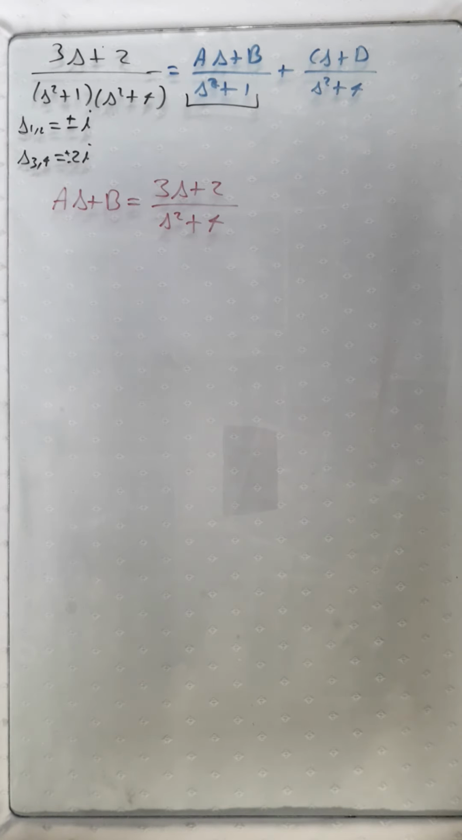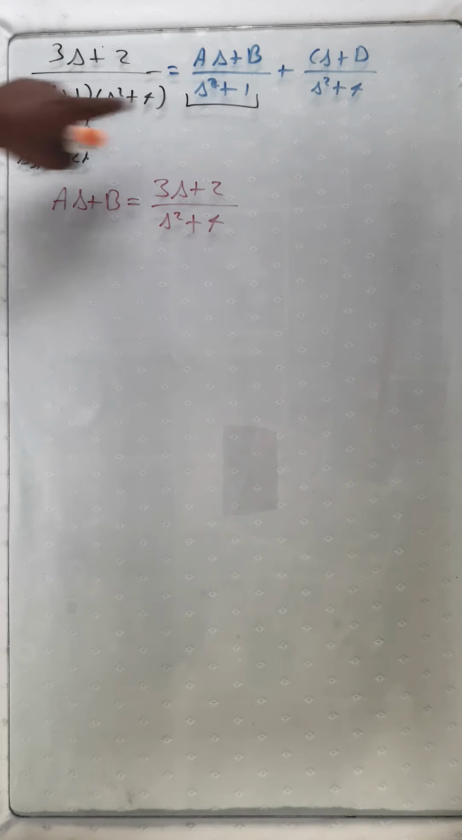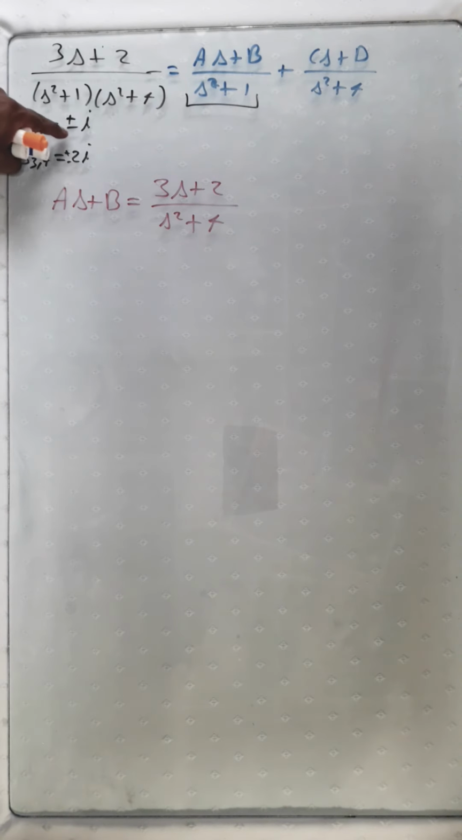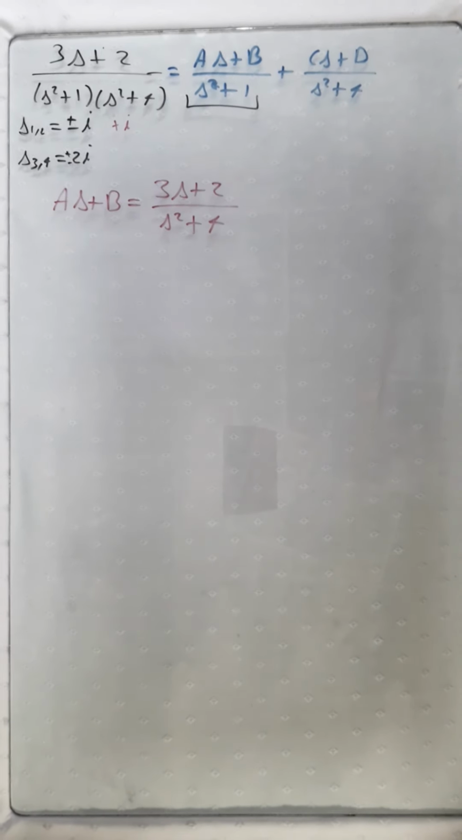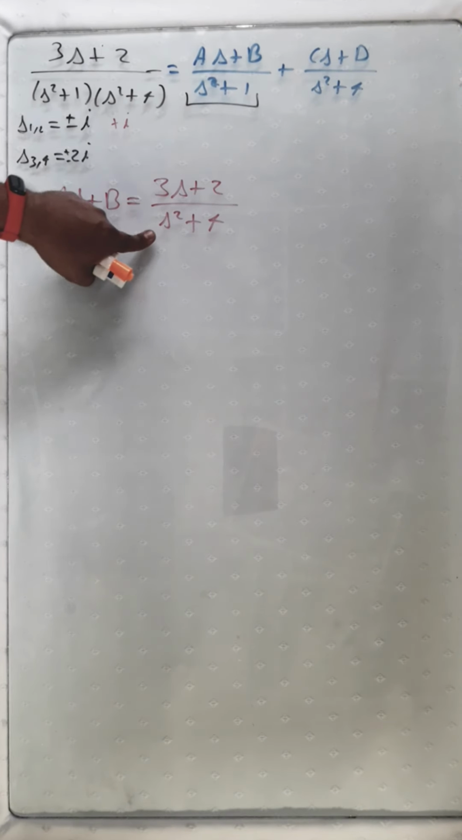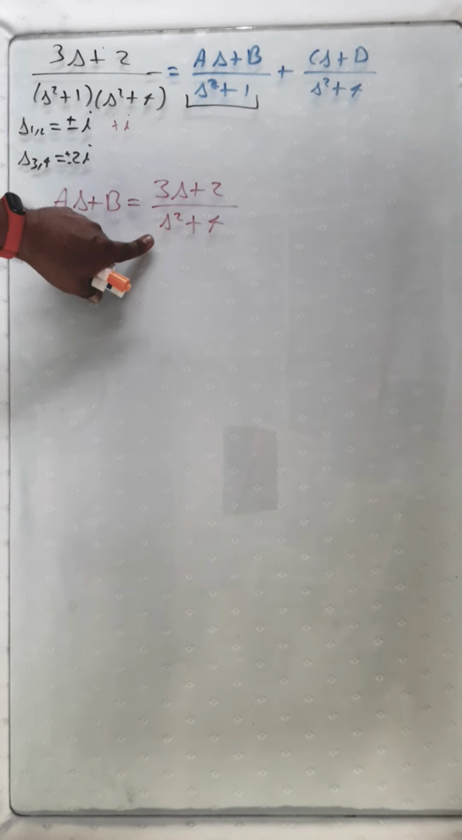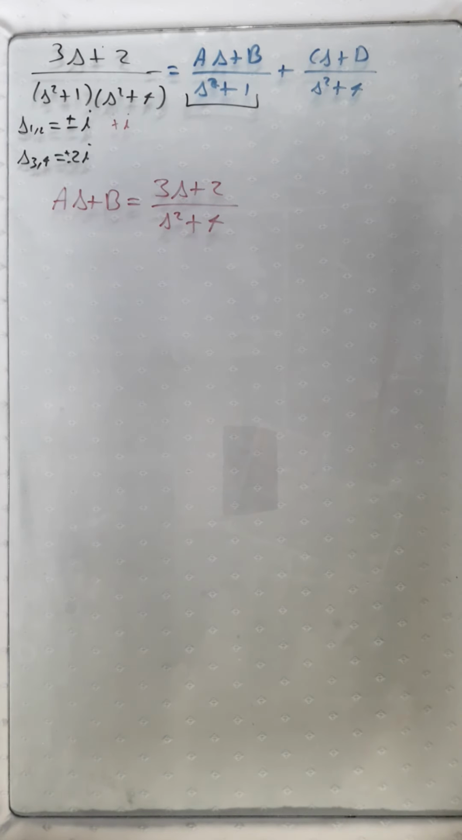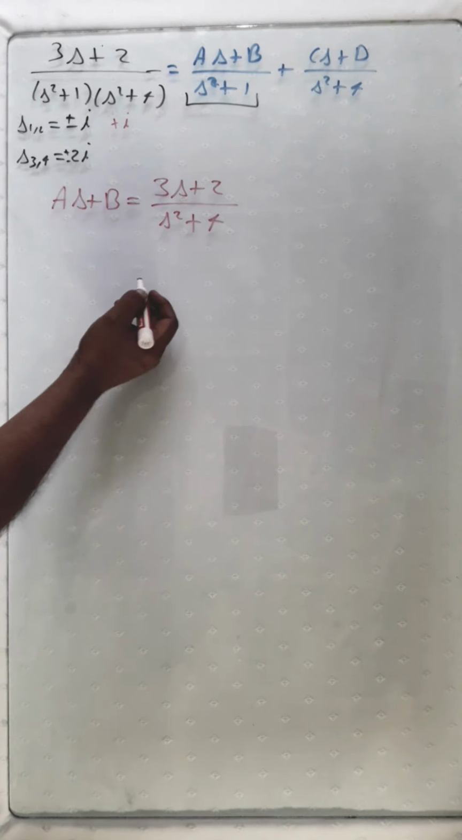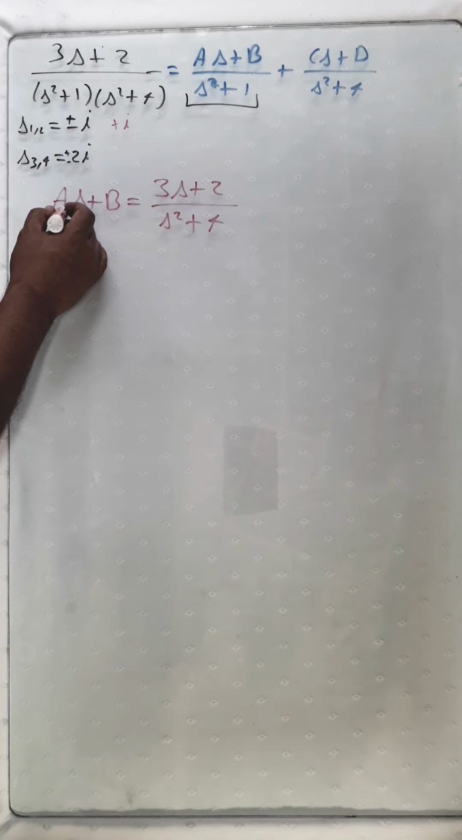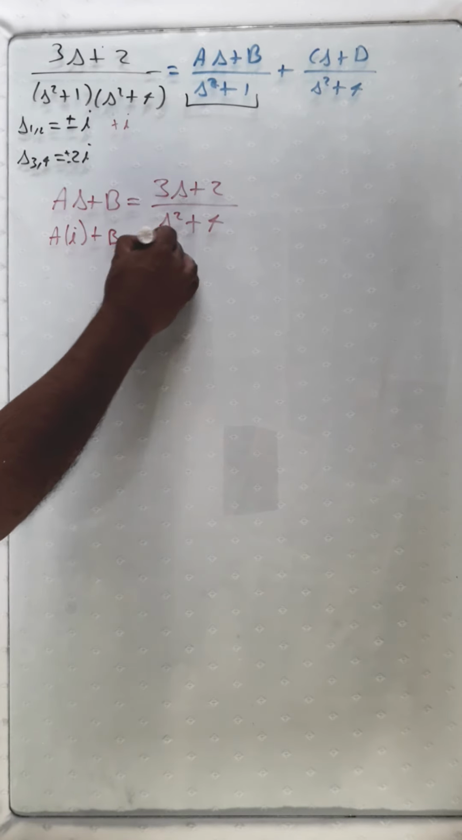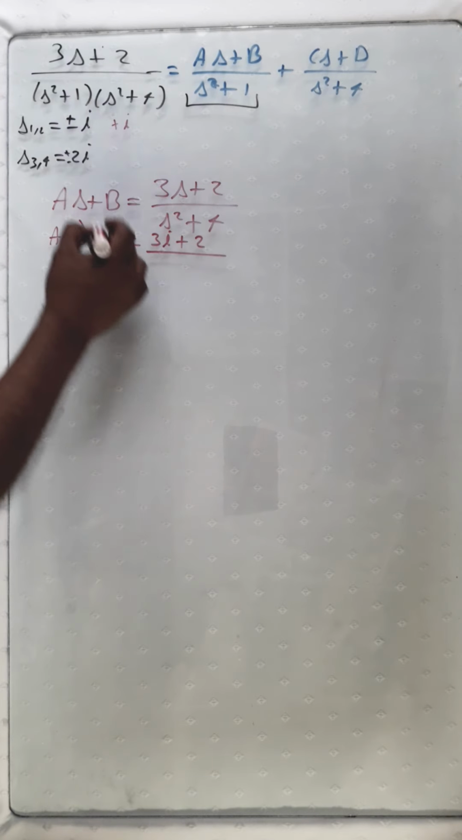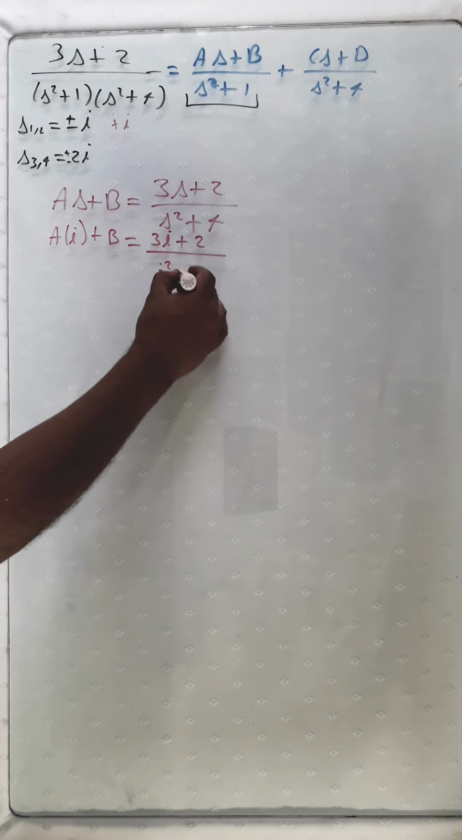Now the next step is to replace s with the value of the root for this one, which is plus and minus i. You can choose just one, plus i, because when you make the replacement the square is going to make it positive. So let's replace it: a times the imaginary number i plus b is equal to 3i plus 2 divided by i squared plus 4.